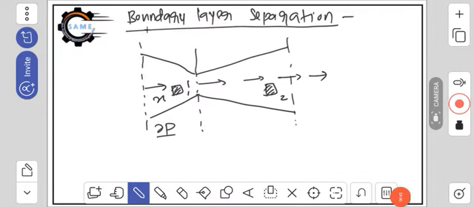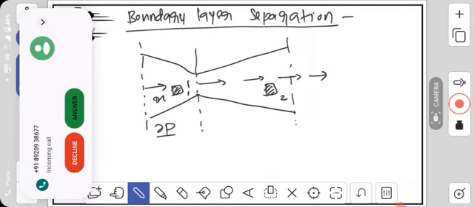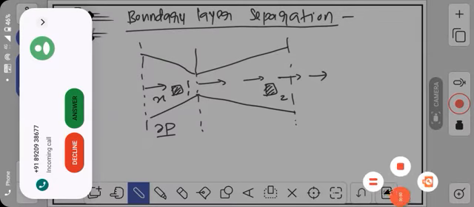Okay, I got one call, that's why I need to talk on that call. Okay, hold on, first let the call finish, then I'll come back.